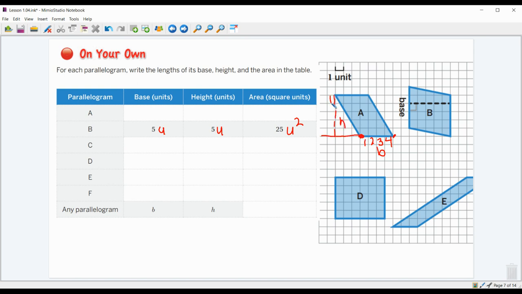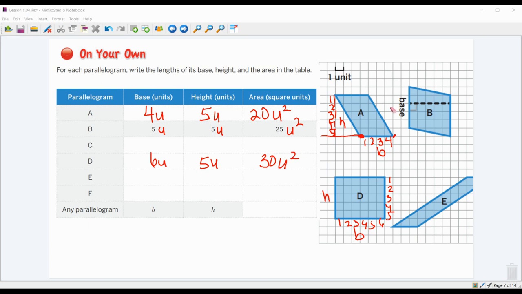I have to count down. 1, 2, 3, 4, 5. So the base is 4 units. The height is 5 units, and 4 times 5 is 20, and u times u is u squared. All right, let's do D, easy rectangle. This is going to be my base. This is my height. 1, 2, 3, 4, 5, 6. The height is 1, 2, 3, 4, 5. So for D, I have 6 units times 5 units is 30 units squared.